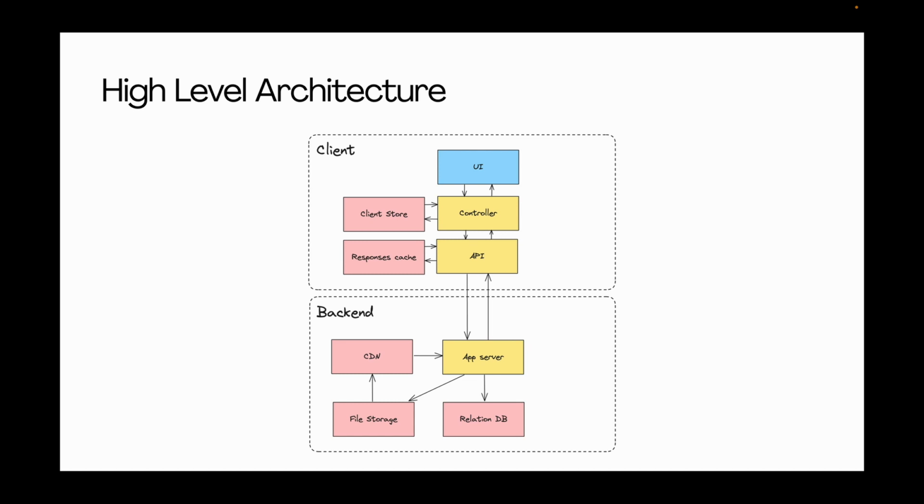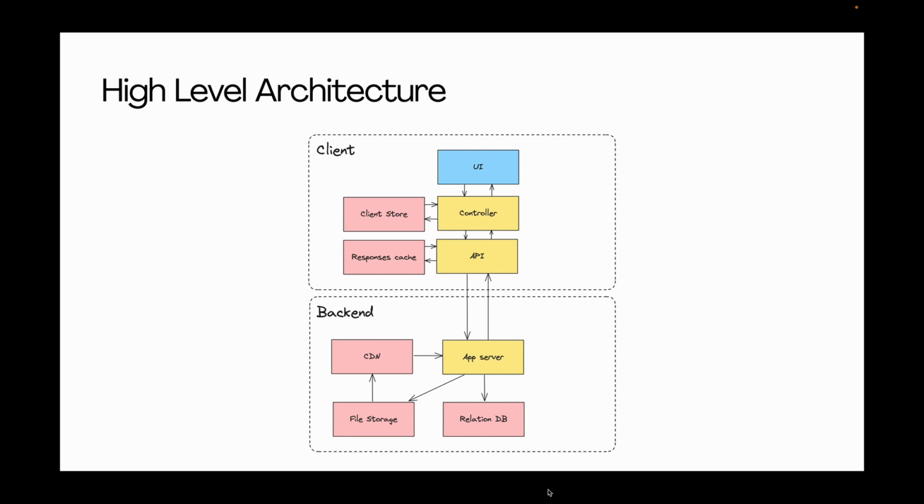For storing binary files, we will use file storage. To deliver files to the users faster, we will add CDN servers, which will be located closer to the users in different countries.